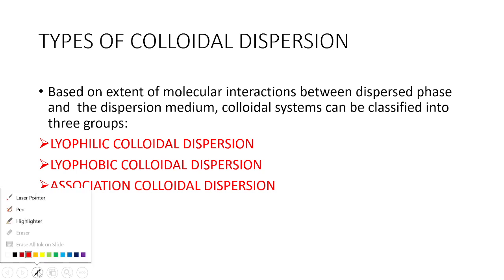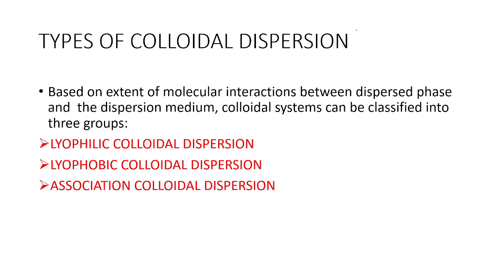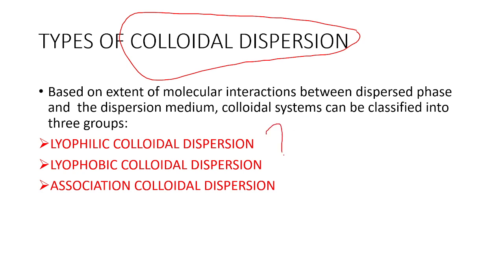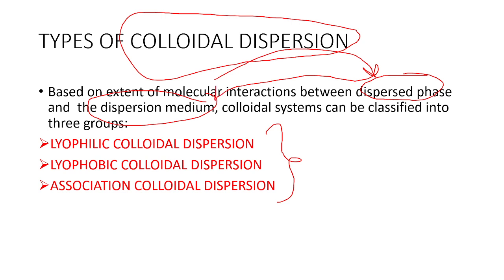Now the topic is types of colloidal dispersion. Three types of colloidal dispersion are there: lyophilic, lyophobic, and association colloidal dispersion. These types of colloidal dispersion are based on the strong bonding between the dispersed phase and the dispersion medium, the extent of molecular interaction between the dispersed phase and dispersion medium.